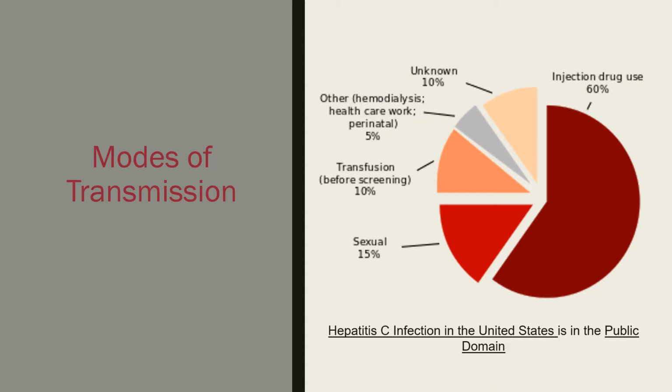HCV infection is mainly caused by iatrogenic transmission in low and middle income countries and by risky sexual practices and sharing needles while tattooing or injecting drugs in developed countries. As you can see, in the US, 60% of HCV infections are caused by drug use. 15% is sexual, 10% is unknown, and the rest of the 15% is iatrogenic transmission.